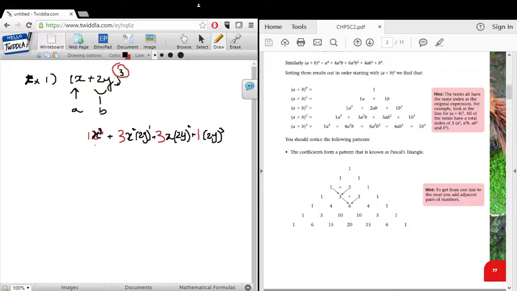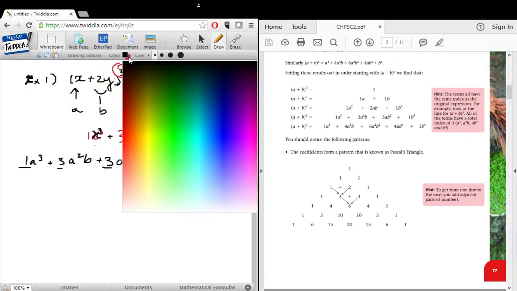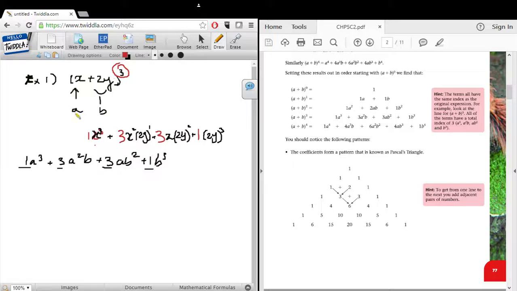Okay, so we had 1a cubed plus 3a squared b plus 3ab squared plus 1b cubed, and we understood from our explanation a few minutes ago why we have the coefficients. Now we have a represented in this particular situation as x, and b represented as 2y, because the general form is as such, where n is 3 in our particular case.